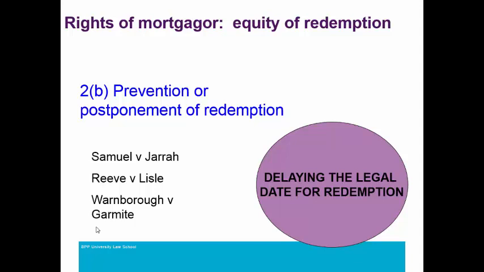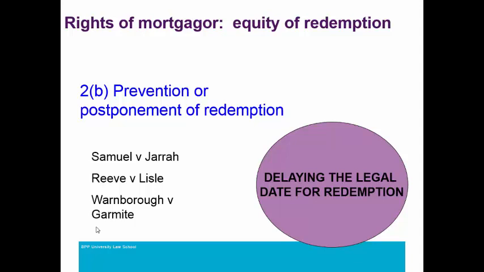So that's options as an example of preventing or postponing redemption. Another example is clauses which push back the legal date for redemption, because if the legal date for redemption is pushed back, so is the equitable right to redeem. Remember that the equitable right to redeem doesn't kick in until after the legal date for redemption has passed. Now, lenders don't want you to pay money back early because they're only going to earn interest if you keep the loan outstanding for as long as possible.